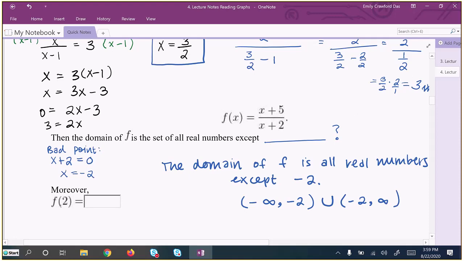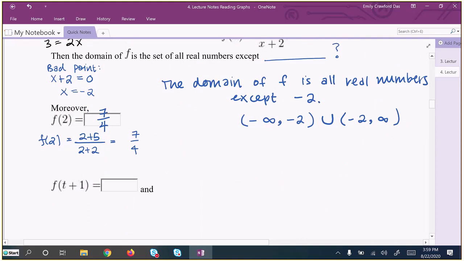Okay, then it asks us to evaluate f of 2. So f of 2 should just be equal to replacing x by 2 in the equation. So (2 plus 5) over (2 plus 2) is 7 over 4. That should be f of 2.